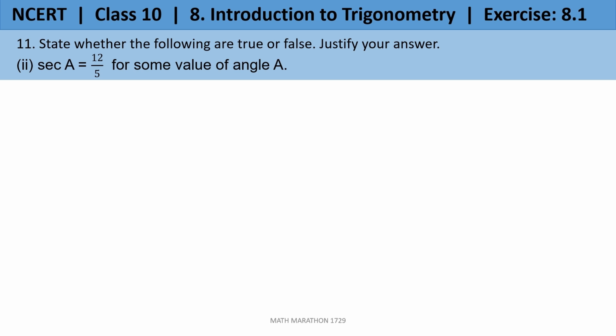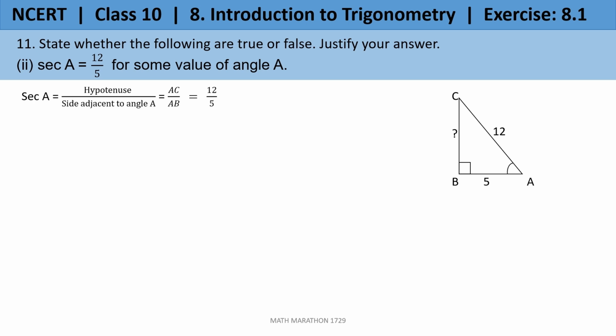State whether the following are true or false. Justify your answer. Section 2. Secant A is equal to 12 by 5 for some value of angle A. First, let us draw a diagram. I have drawn a right-angled triangle, ABC. We have secant A is equal to 12 by 5. Secant A is also equal to hypotenuse by side adjacent to angle A, which is equal to AC by AB, which is equal to 12 by 5. Hypotenuse is 12, which is greater than the adjacent side 5.